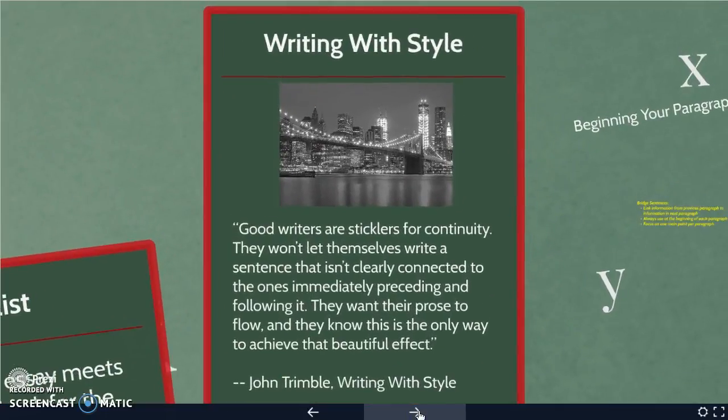A good quote by John Trimble in his book Writing with Style, which we do keep coming back to, is: "Good writers are sticklers for continuity. They won't let themselves write a sentence that isn't clearly connected to the ones immediately preceding and following it. They want their prose to flow, and they know this is the only way to achieve that beautiful effect." This quote is a great one to keep in mind as you're writing your research paper. You need to write each sentence on purpose to connect to the previous one and to the next one. So always keep in mind where your writing is going.